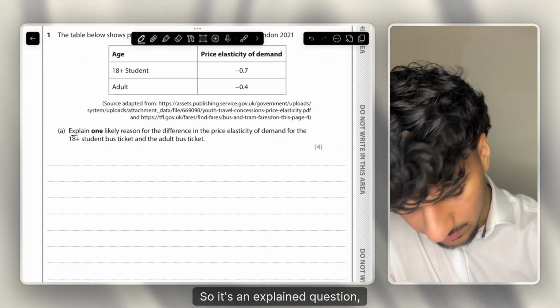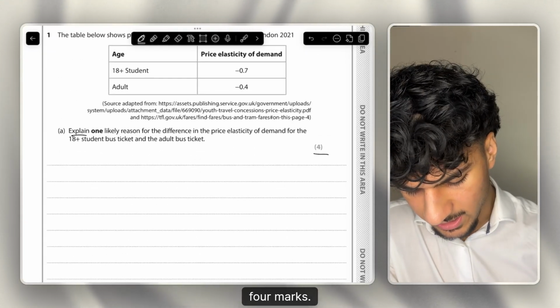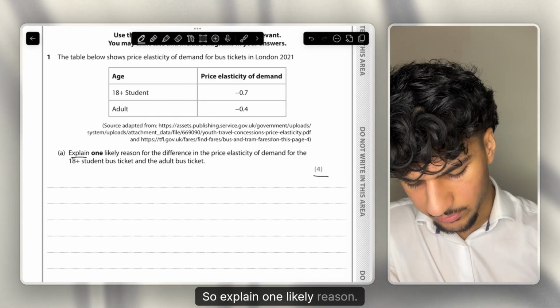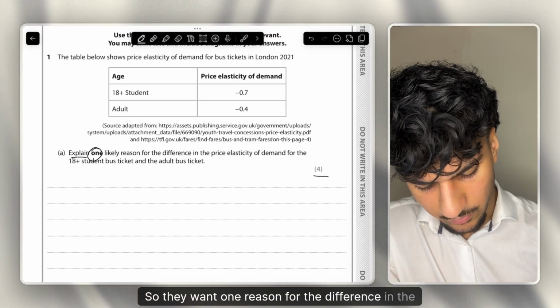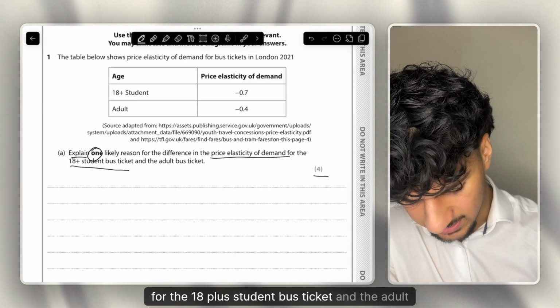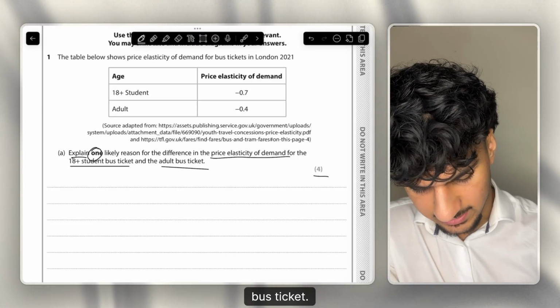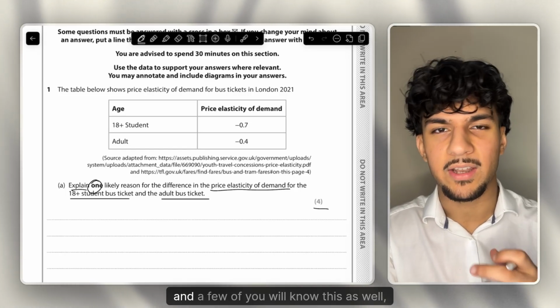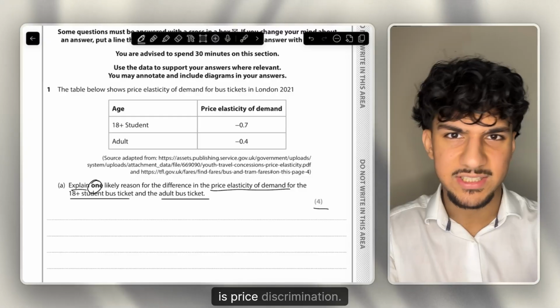So it's an explain question, first things first, 4 marks. And so explain what, and it looks like we have a table here. So explain one likely reason. So they want one reason for the difference in the PED for the 18 plus student bus ticket and the adult bus ticket. And just after reading the question itself, the first thing this reminds me of, and a few of you will know this as well, is price discrimination.